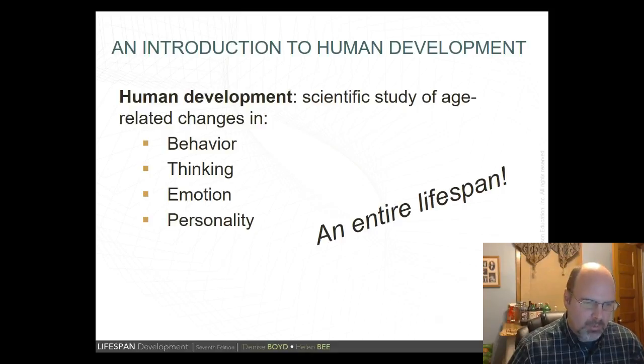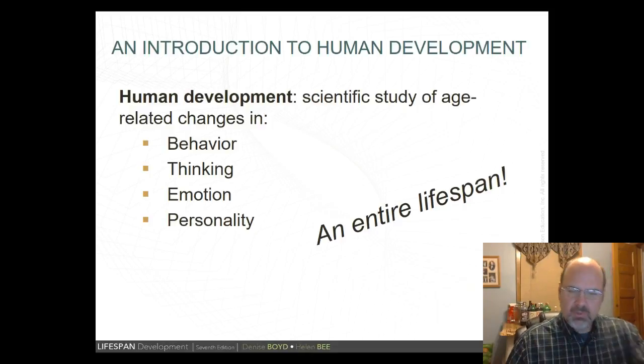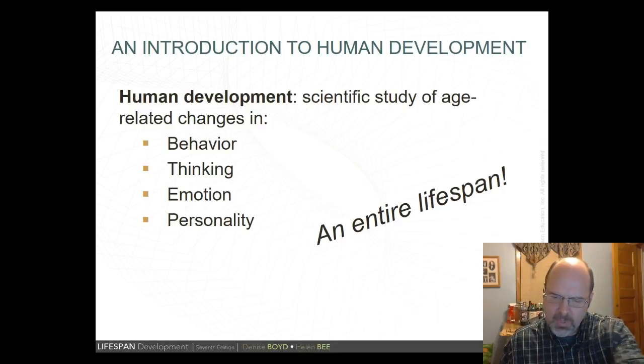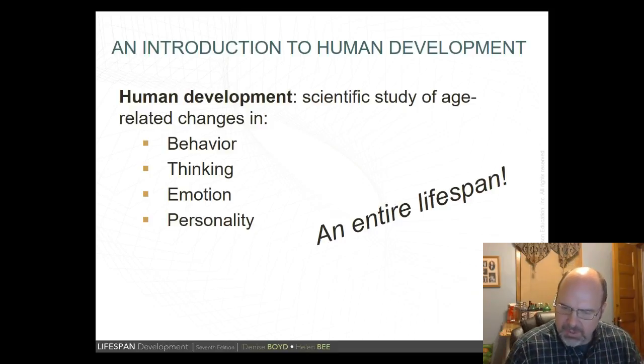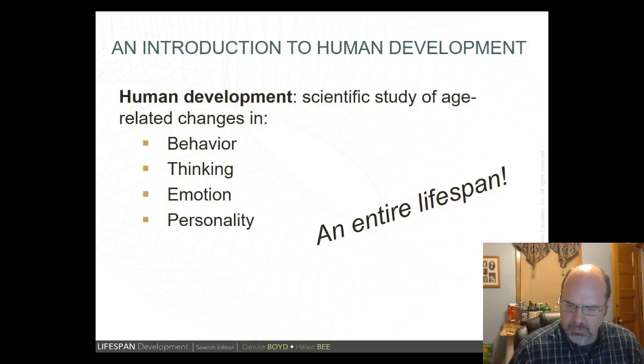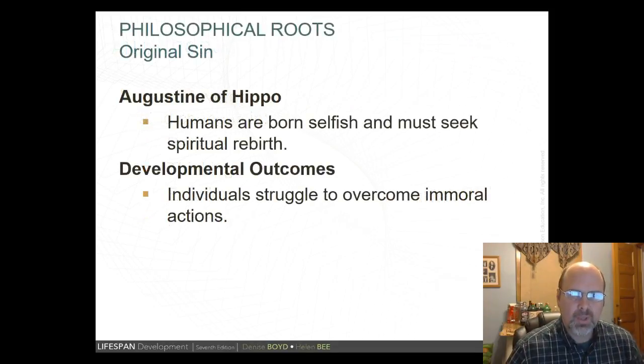thinking, emotion, and personality. It's relatively a new discipline. It began early in the 19th century, along with the use of the scientific method of observation. Before that, early philosophers based their ideas of development on spiritual authorities, philosophical orientations, and deductive logic.